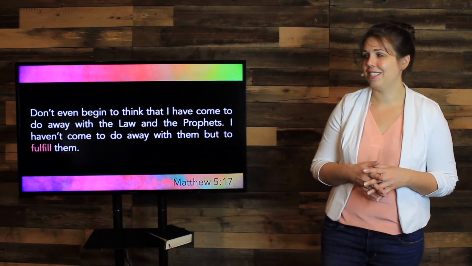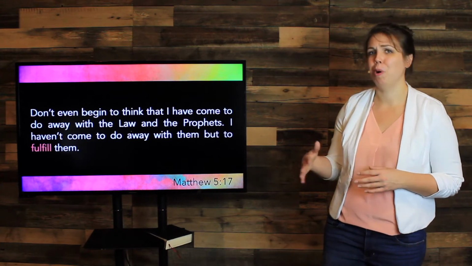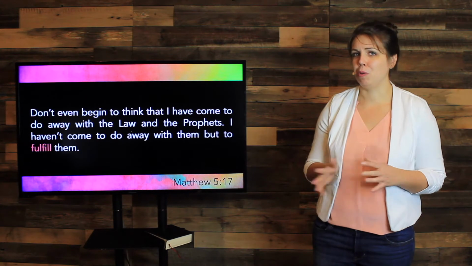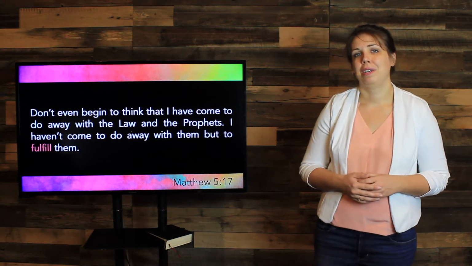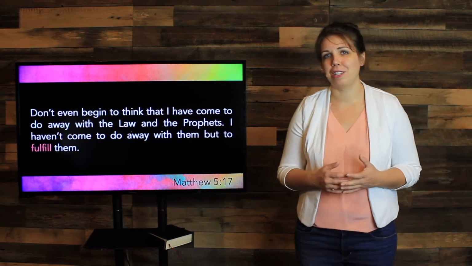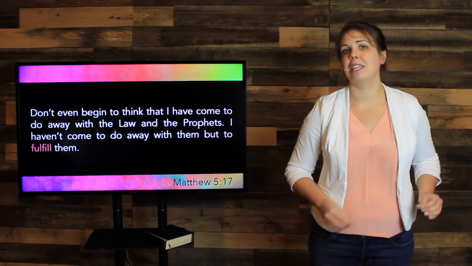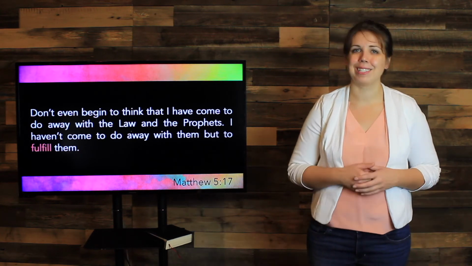Jesus himself says this about his relationship to the Old Testament law. He says, don't even begin to think that I've come to do away with the law and the prophets. I haven't come to do away with them, but to fulfill them. To fulfill the law is to bring it to its appointed purpose, to the end that it was intended for. But what exactly does this mean?